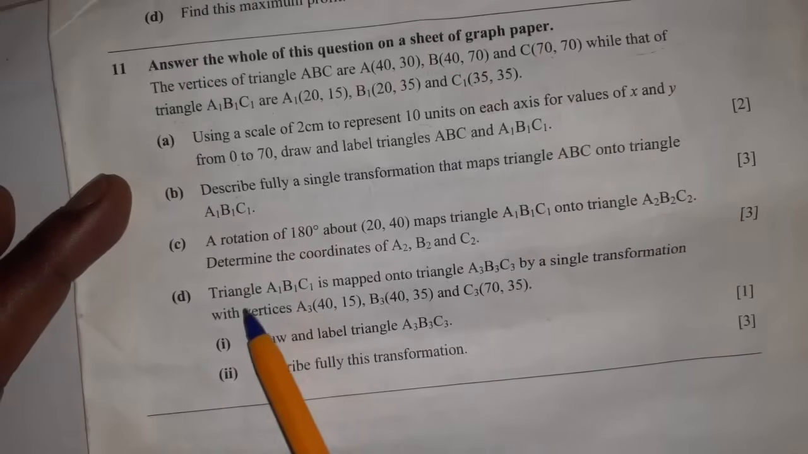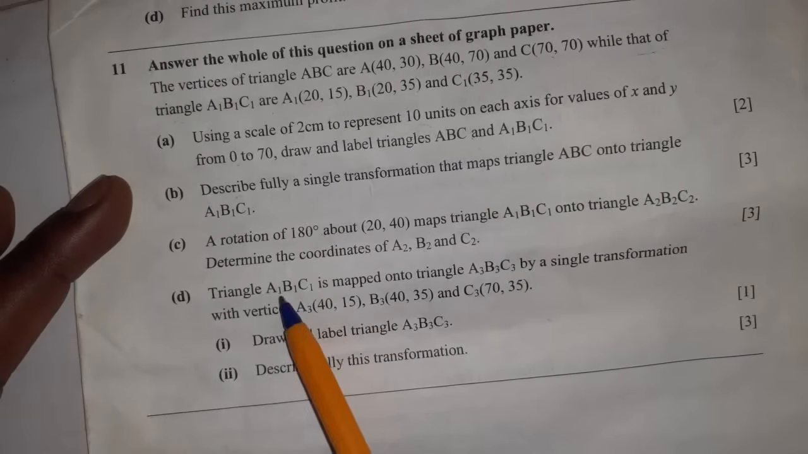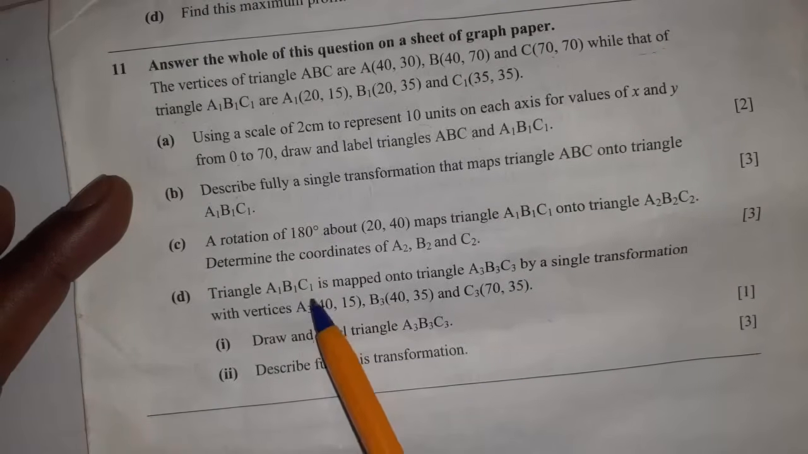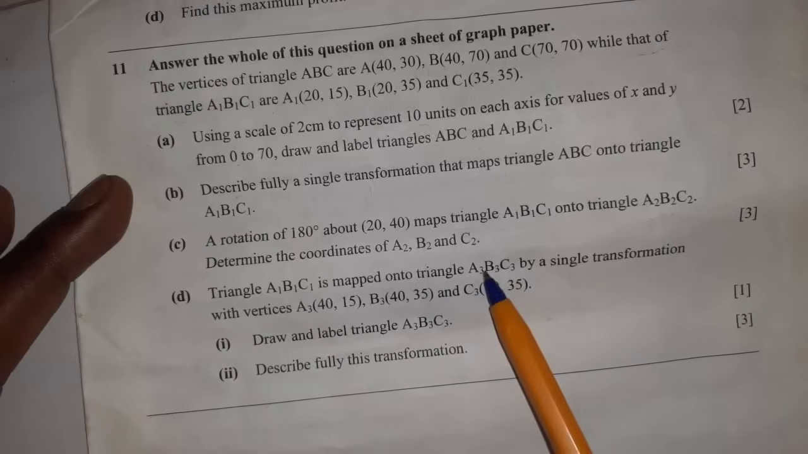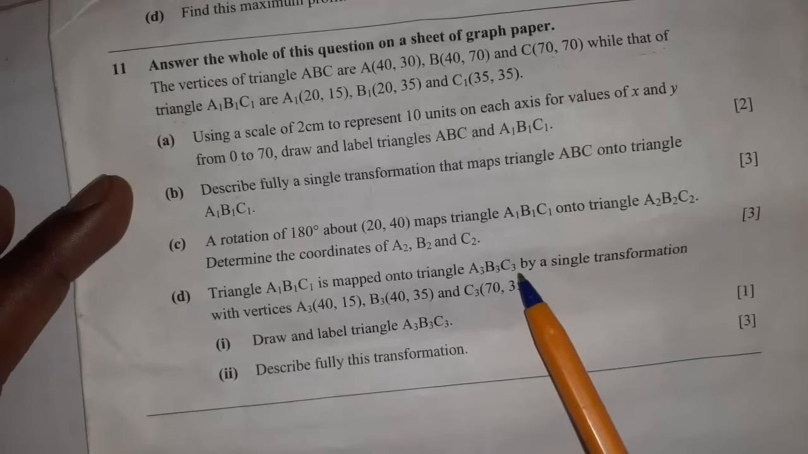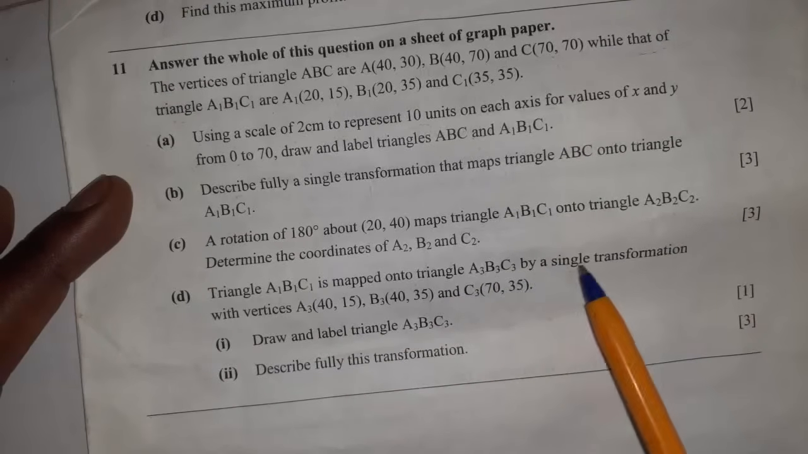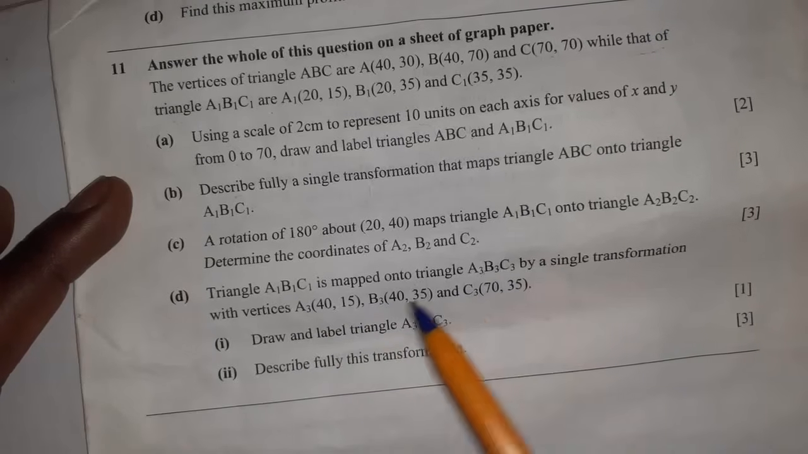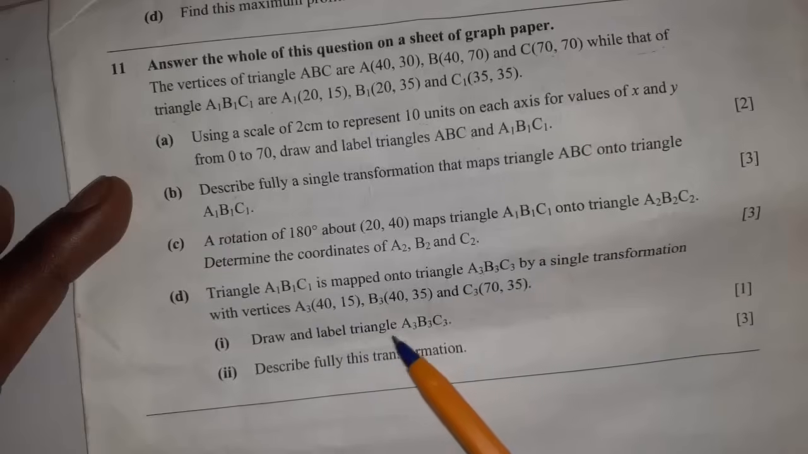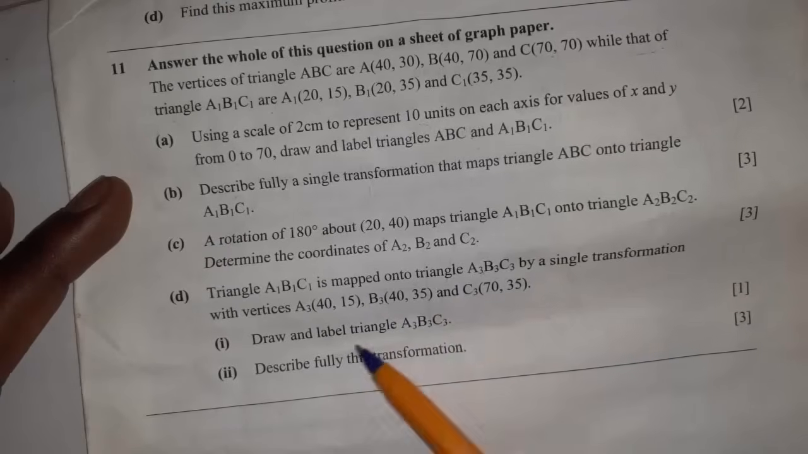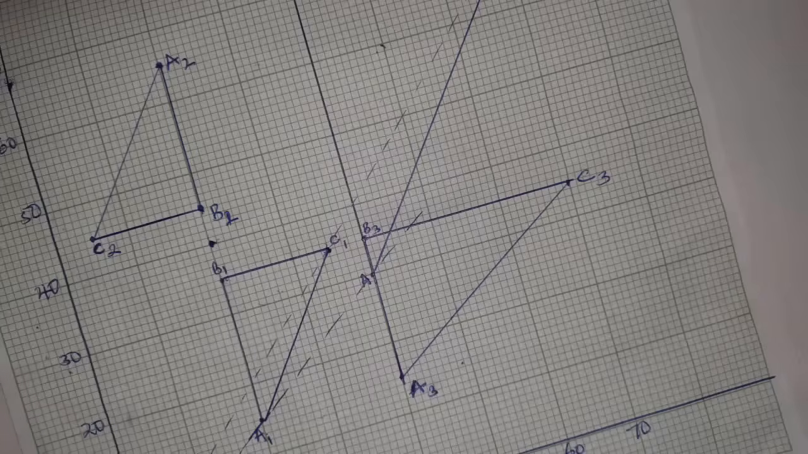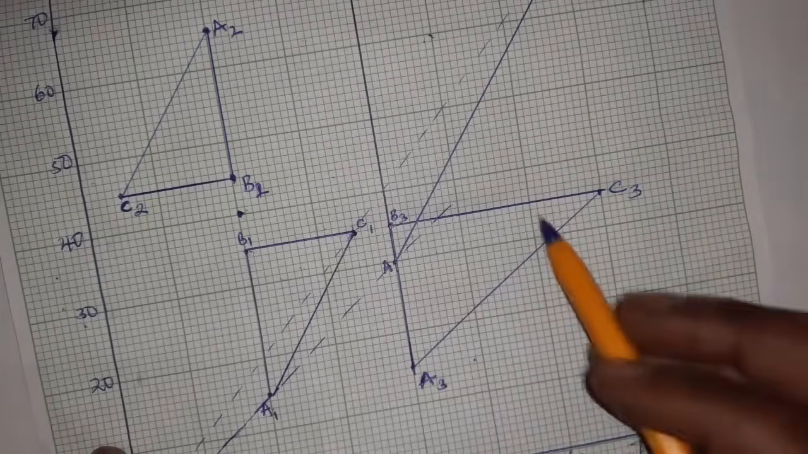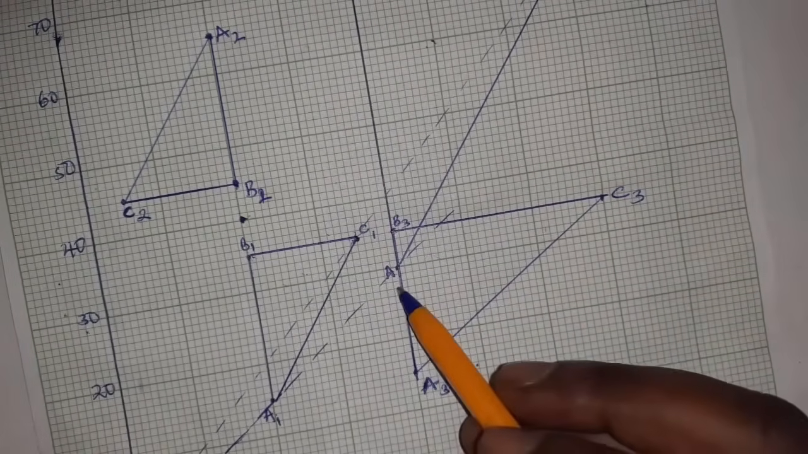And part D: triangle A1, B1, C1 is mapped onto triangle A3, B3, C3 by a single transformation. Okay, so again, let me ask you to find this triangle here. Draw and label the triangle. You can easily do that. Let me give you a minute. Okay, so this is the triangle that we are going to have.